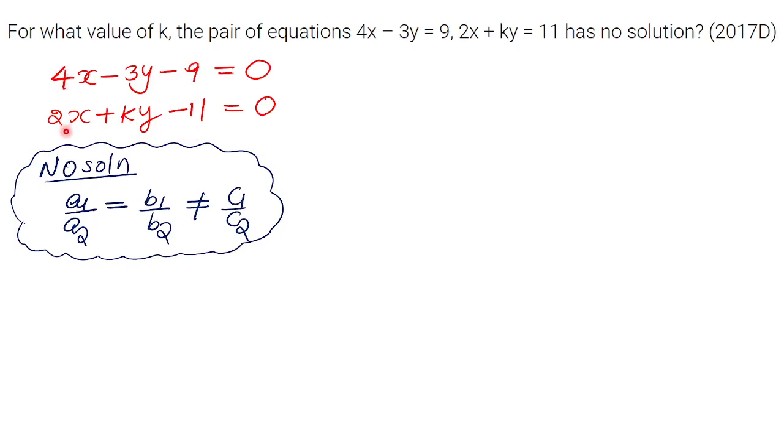a1 by a2 will be 4 by 2, correct? Equal to b1 by b2, which will be minus 3 by k, the second ratio. Don't forget to write the sign. b1 by b2 will be minus 3 by k, not equal to c1 by c2. c1 by c2 is the third ratio, minus 9 by minus 11.